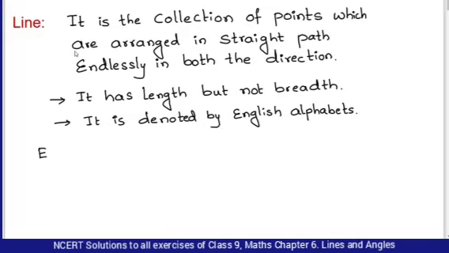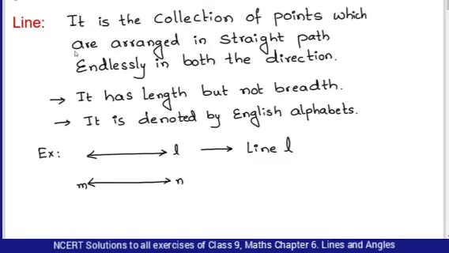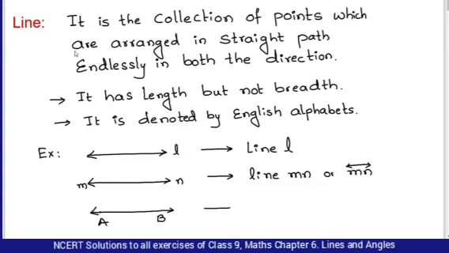Example, so it can be said as line L and this is line MN, or it can be written like this, line MN. So this is line AB and it can be written as AB bar and we say it as a line AB.